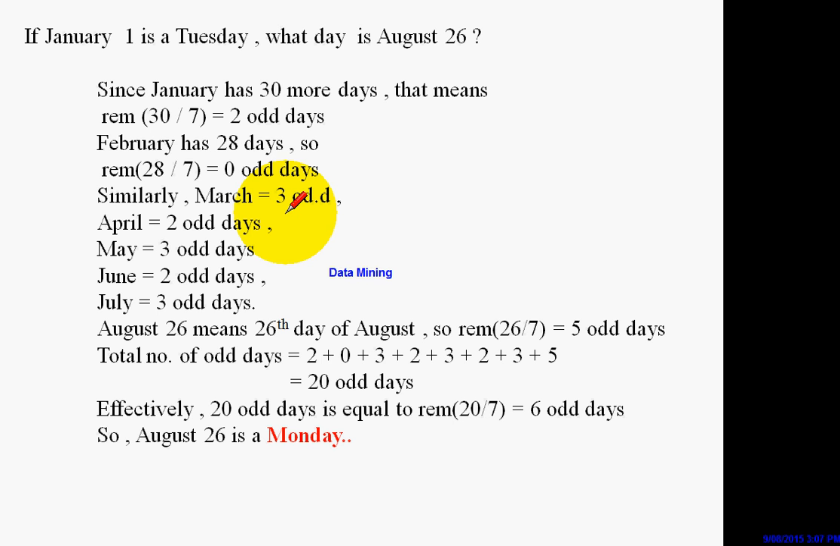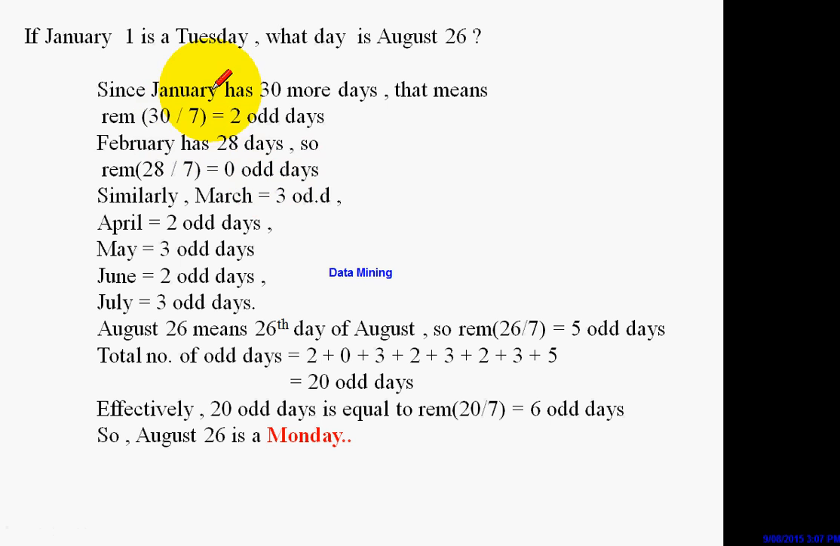Since 1st January is taken into account, and January has 31 days, I am subtracting 1. It has 30 more days left. So try to find the number of odd days. In January, the number of odd days is 2, because I have taken only 30 days. If it were 31, then the number of odd days would be 3.